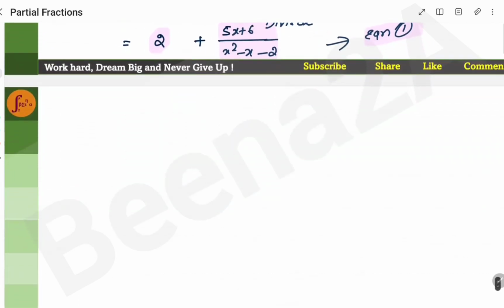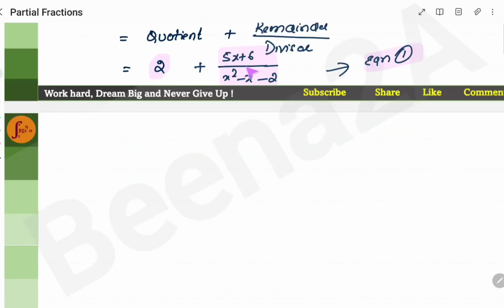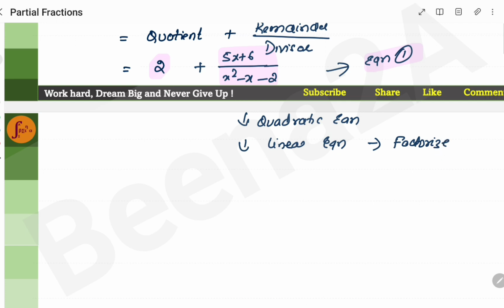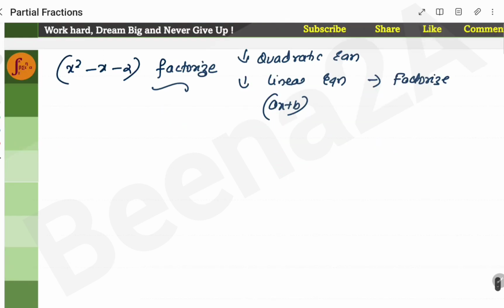So now, before I resolve this into partial fraction, if you notice, the denominator is a quadratic equation, right? This is a quadratic equation, right? I have to convert it into linear equation. How do I do that? I have to factorize, right? I need to factorize so that I get in the form of linear equation, that is in the form of ax plus b, right? Now how should I factorize this? X square minus x minus 2. I need to factorize this. Again, you can watch my video on how to factorize. There are 3 methods like I said in the earlier problem.